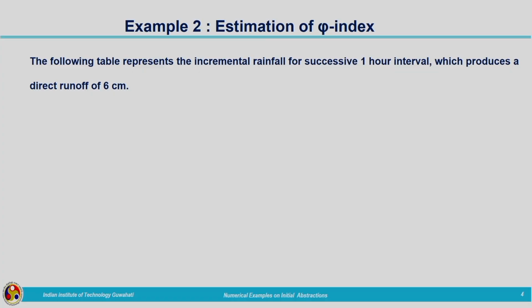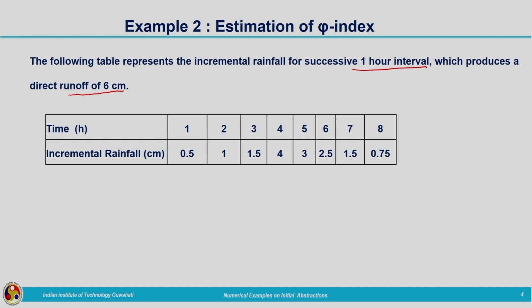The following table represents the incremental rainfall for successive 1 hour interval which produces a direct runoff of 6 centimeters. So, the rainfall data is representing corresponding to 1 hour time interval, and the runoff which is produced, direct runoff, is 6 centimeter. The rainfall data is tabulated here in this particular table, time in hours and incremental rainfall depth in centimeters given to you, and runoff depth is 6 centimeter. This rainfall is producing a runoff of 6 centimeter at the outlet of the basin.